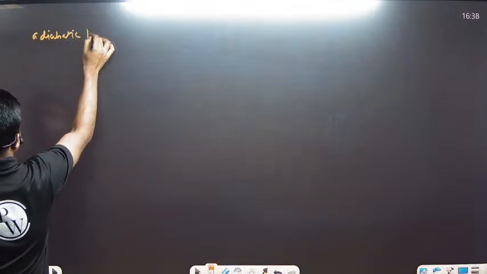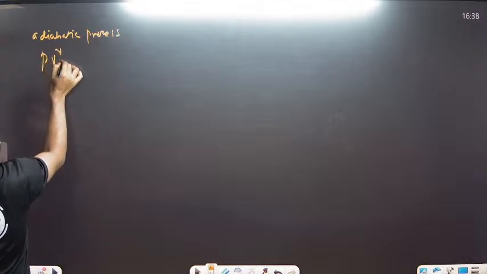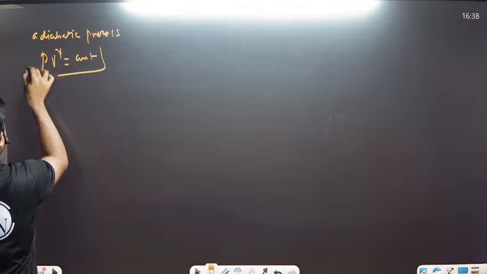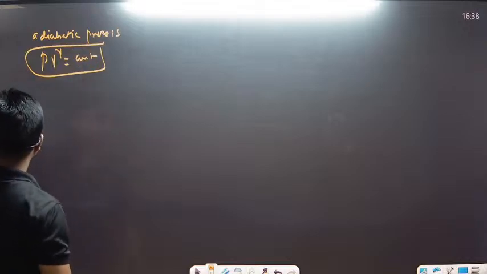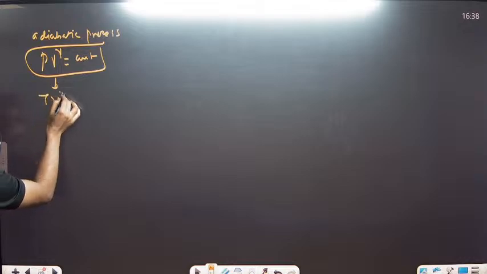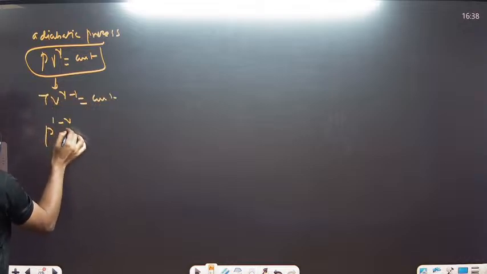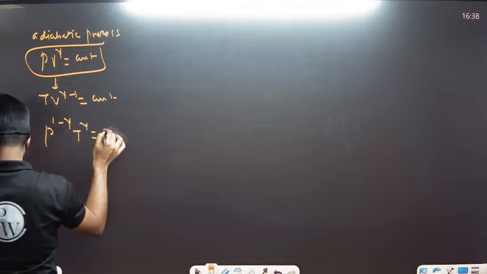Last part, that is the adiabatic process. The adiabatic process is the process in which we have this particular relation: P V to the power gamma equals constant. So when P V to the power gamma equals constant, that is an adiabatic process. Second, T V to the power gamma minus 1 equals constant. Third, T to the power gamma times P to the power 1 minus gamma equals constant.